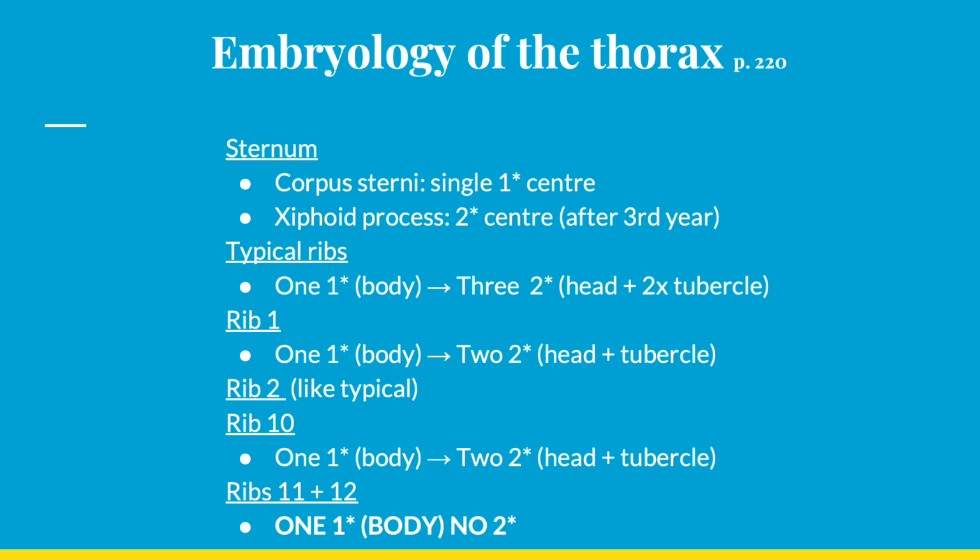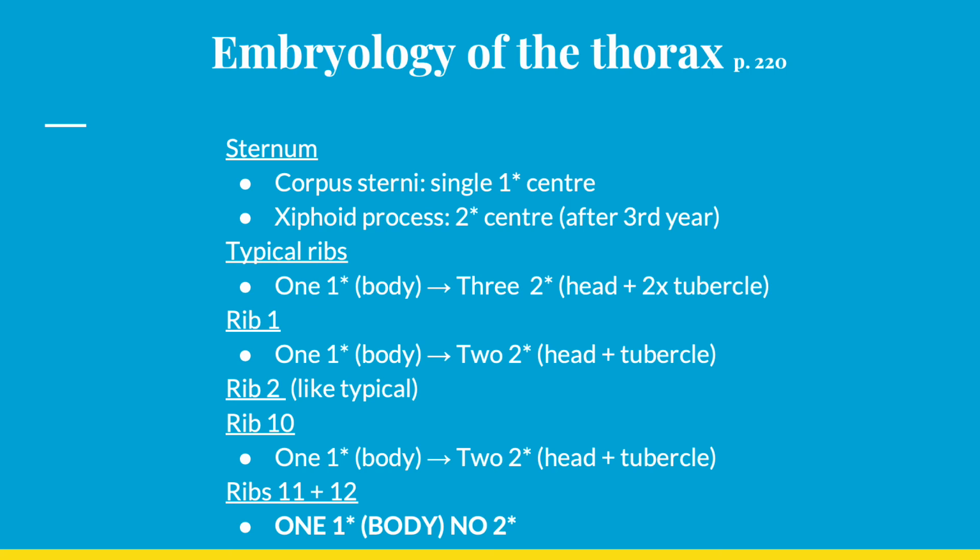The corpus sterni, the body of the sternum, has a single primary center. That's important. And then your xiphoid process has a single secondary center and no primary center. That's going to happen, sorry, not after your 3rd year, I think it's after the 3rd decade. But anyways, your book says after the 3rd year. So that can remain cartilaginous for a long time.